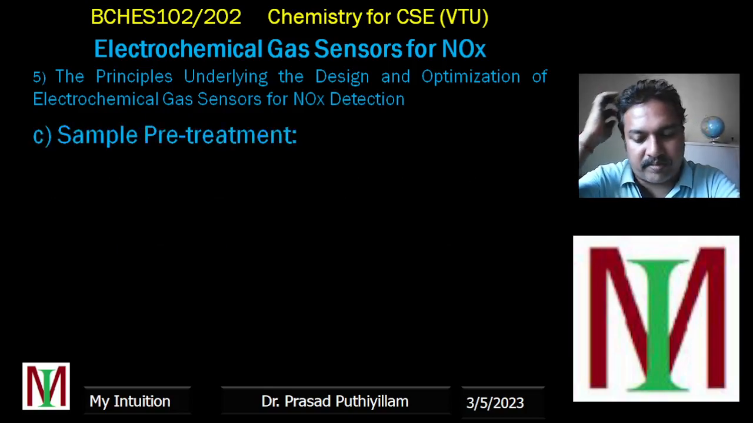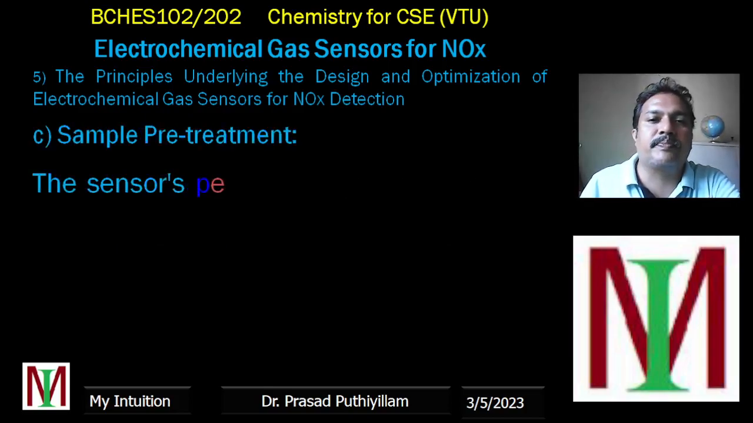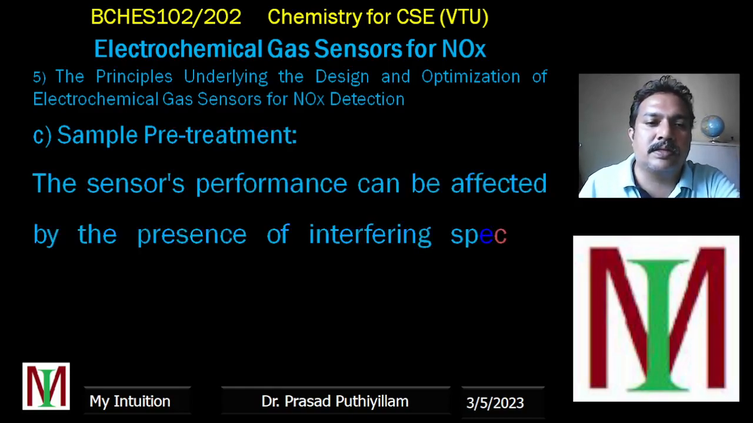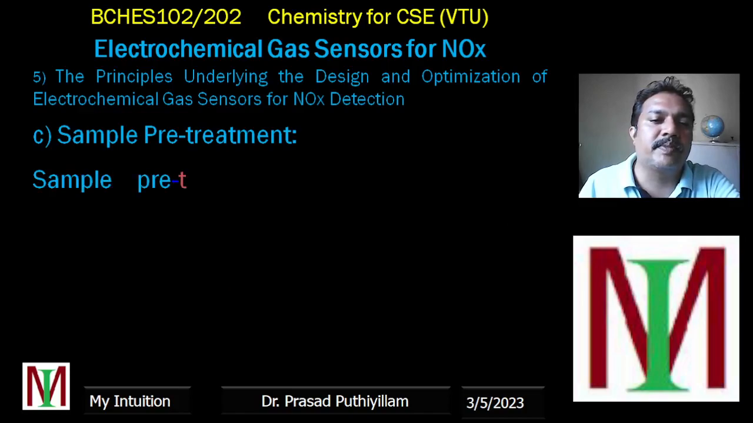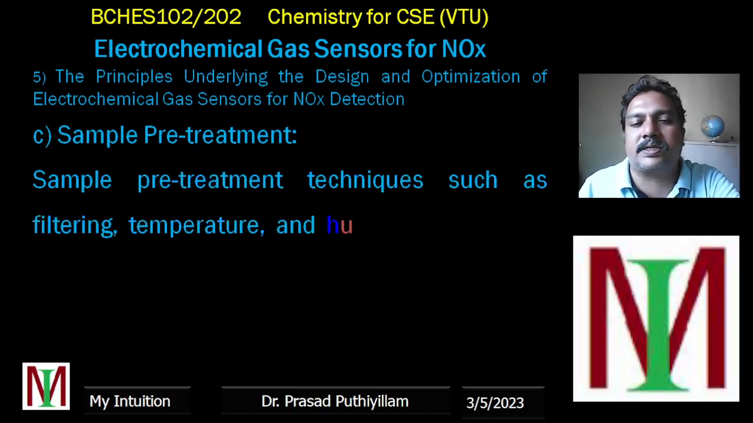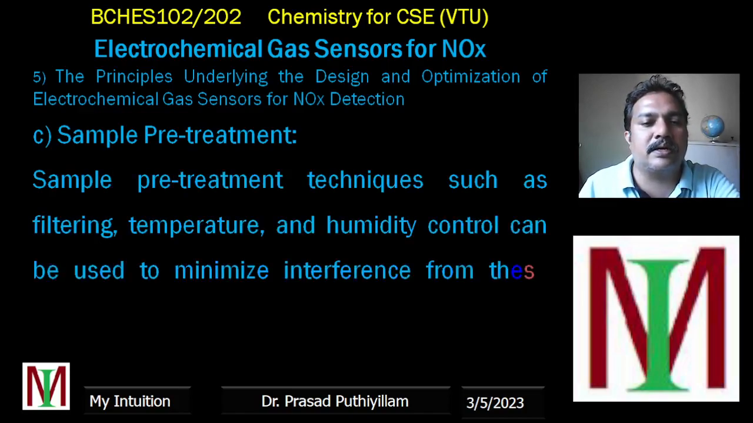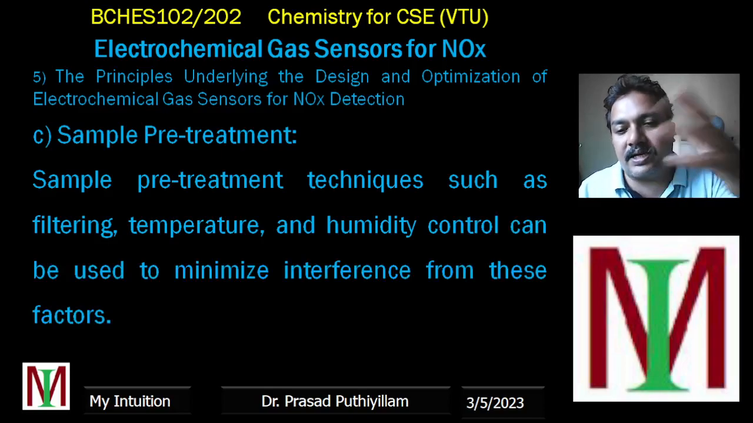Sample pre-treatment, another criterion. The sensor's performance can be affected by the presence of interfering species or humidity and temperature in the environment. Sample pre-treatment techniques such as filtering, and temperature and humidity control can be used to minimize any interference from these factors.